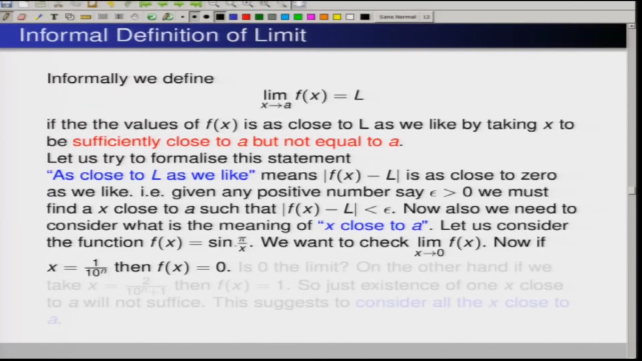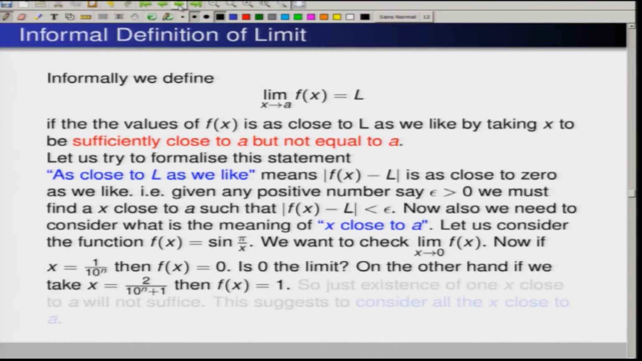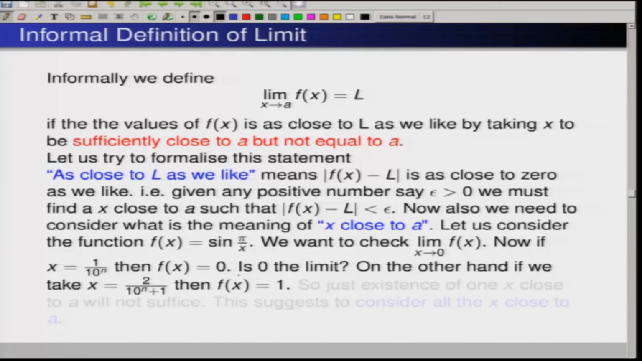If I take x equal to 1 by 10 to the power n, for large n, 1 by 10 to the power n is going to be a very small number. Then sin pi by 1 by 10 to the power n is sin of pi into 10 to the power n, which is going to be 0. Now, if you take x to be 2 by 10 to the power n plus 1, this also can be very close to 0 for large n, and in that case f of x is going to be 1.